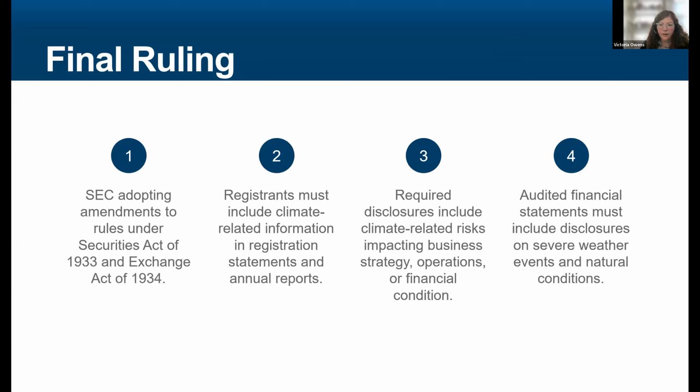So just to go over what's included in the final ruling that's been adopted. They adopted a formal amendment stating that registrants, effectively public companies or companies interested in a public offering, must include climate-related information in their registration or annual reports. Some examples of the disclosures required would be climate-related risks that could impact business strategy, operations, or financial condition. If you're following the news, insurance markets in Florida would be a pretty good example of climate-related risk to business operations and financial condition. And lastly, audited financial statements would have to include disclosures on severe weather events or natural conditions that could affect the company's business.